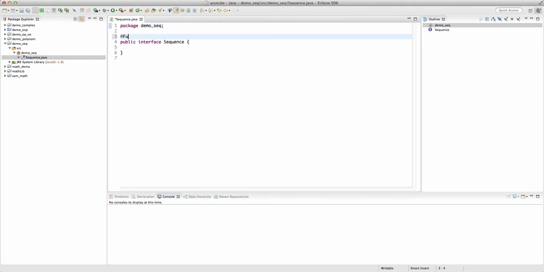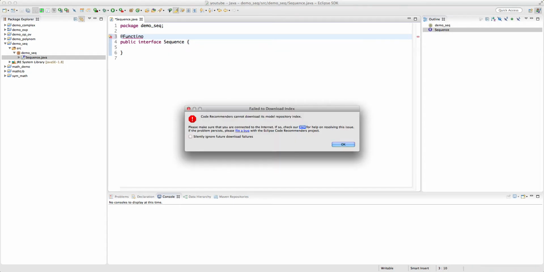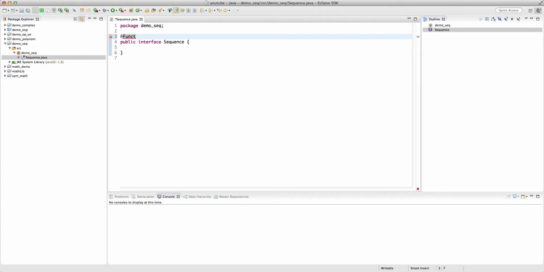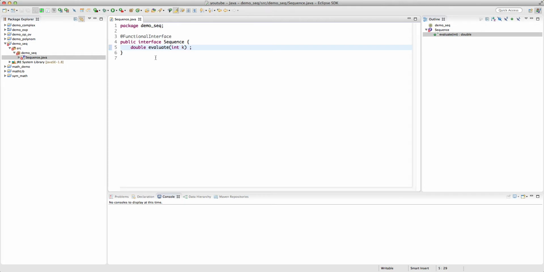And I'm going to annotate it with @FunctionalInterface, okay. And then I'm going to add a method which basically returns the value. The return type is double because our sequence maps integer numbers to double numbers, or real numbers. double evaluate, and the input is some integer k. So the main difference between a function and a sequence is that the input is an integer number here, not a double number.